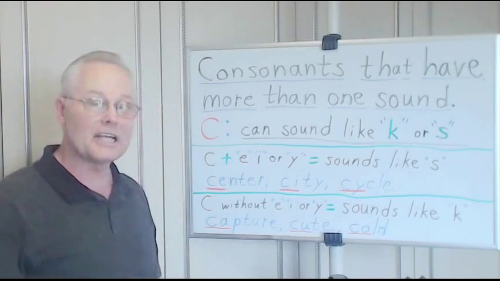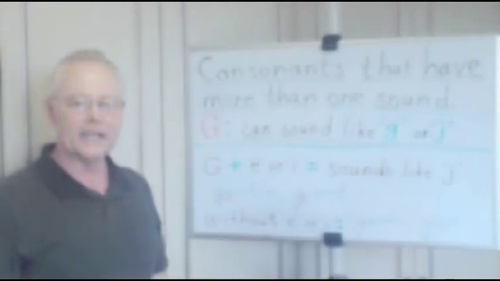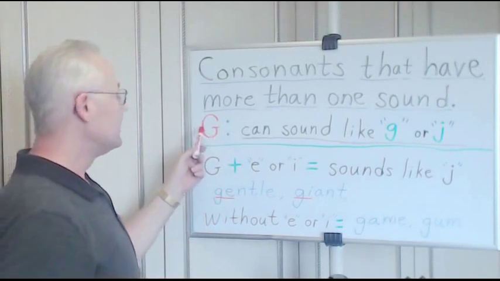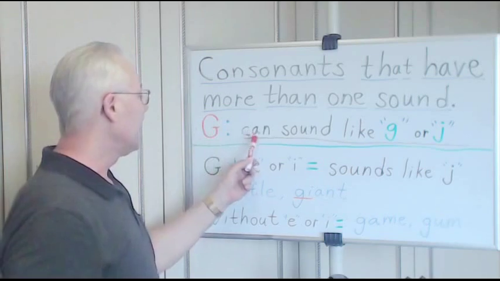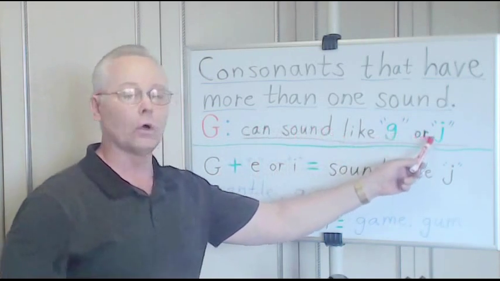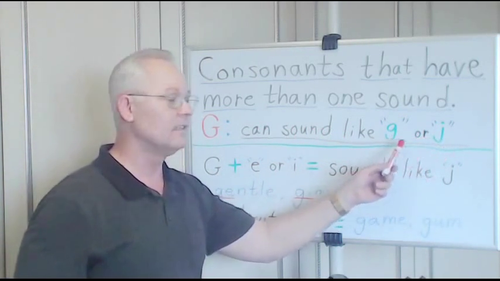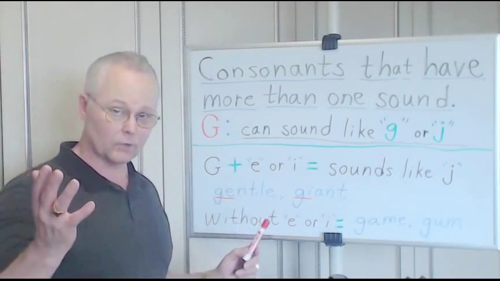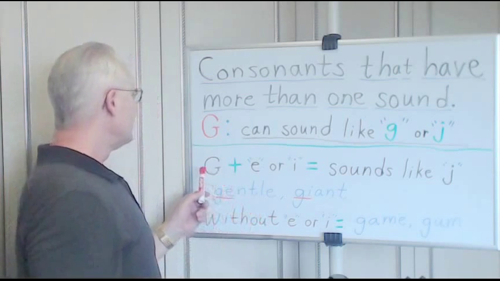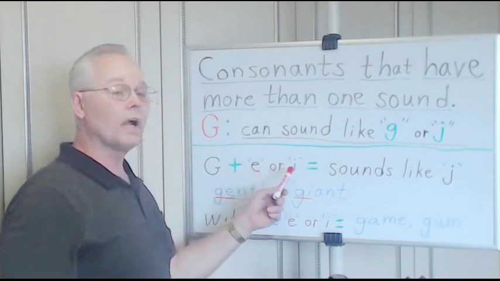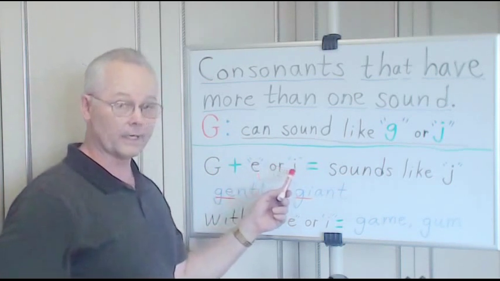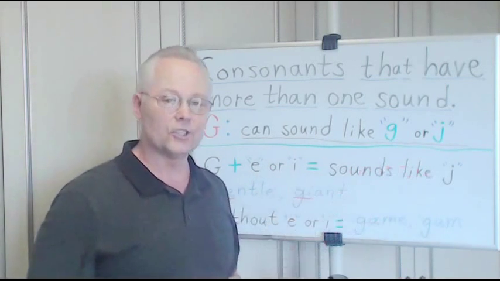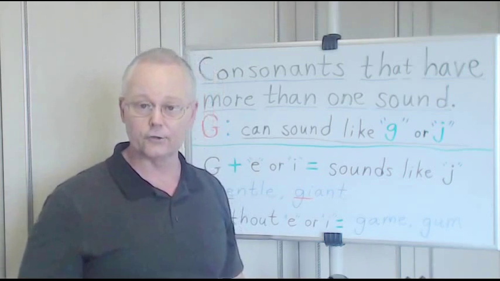All right, now let's move on to the next letter. Okay, now let's look at the letter G. Now, G can sound like G or J. Here's the rule, this is the part to remember: G plus E or I, the letter E or the letter I, sounds like J. Sounds like the letter J.